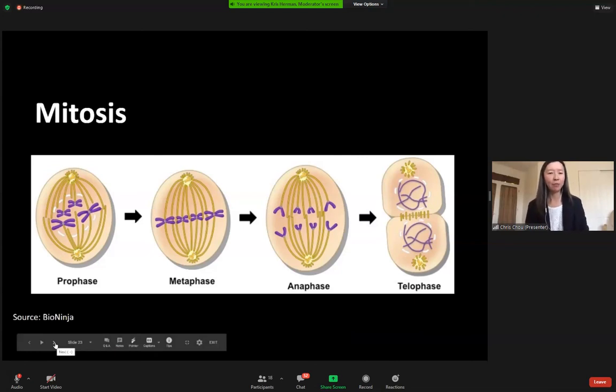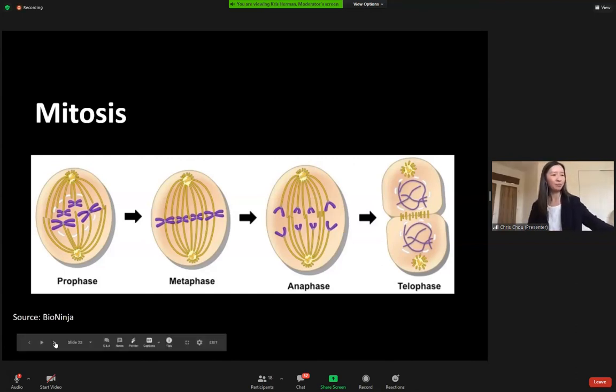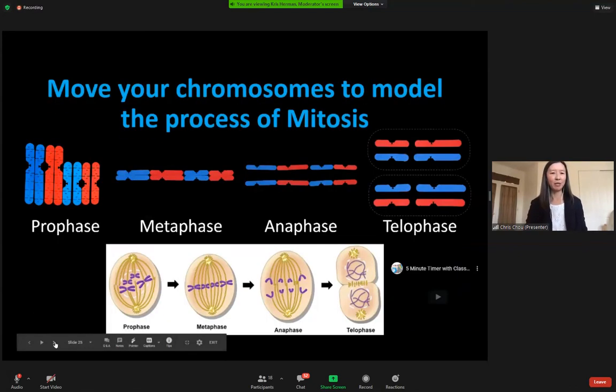So I'm not going to set the timer, but I'm going to have you go ahead at your homes. Those of you who have this kit, you might need more space because you're going to be lining up all the chromosomes and separating them out to demonstrate these 4 stages of mitosis here. I'll give you just a couple minutes for that.